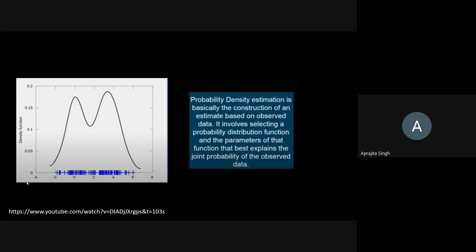It involves selecting a probability distribution function and the parameters of that function that best explain the joint probabilities of the observed data. So whatever is the observed data, you try to just fit a probability distribution to it. Okay. And now here in the EM algorithm, you are looking at likelihood. Likelihood refers to finding the optimum value of the distribution given a bunch of observed measurements. Certain observed measurements are given to you, and we are just finding out the optimal value.